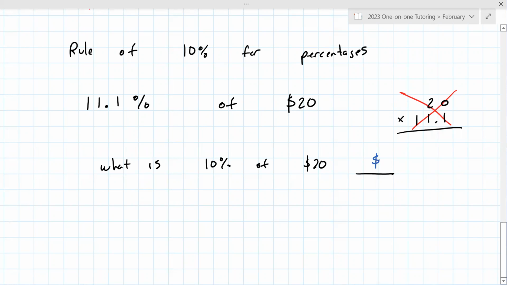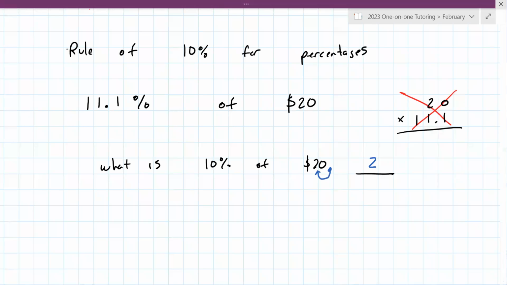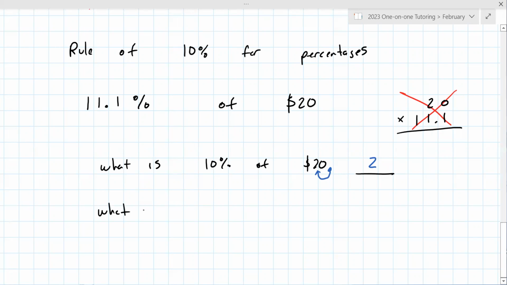$2. Why is it $2? Remember we talked about moving the decimal? 20 or 2 times 10. So you move the decimal to the left for 10%. Is that okay? Yes. Now, what is 1% of 20?